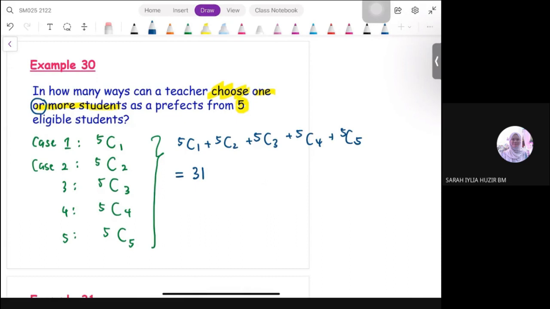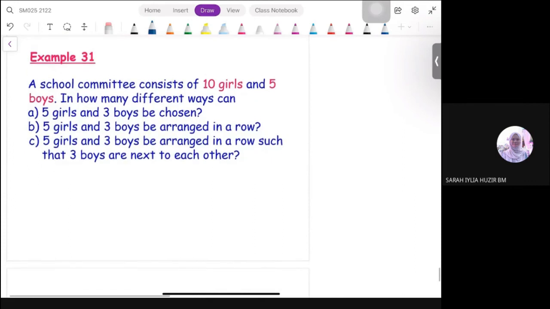Okay, we proceed with the last situation, last question. A school committee consists of 10 girls and 5 boys. Means altogether we have 15 students, 10 would be girls and 5 would be boys. In how many different ways can 5 girls and 3 boys be chosen? Okay, for the first case, tak ada masalah langsung. Kita nak pilih 5 girls, 3 boys. So straight away, 10C5 times 5C3. That's very easy, very straightforward. So our answer will be 2520.